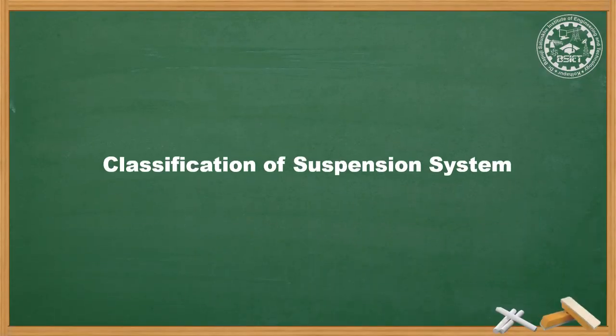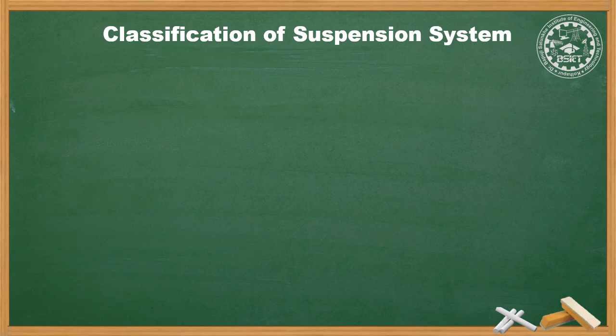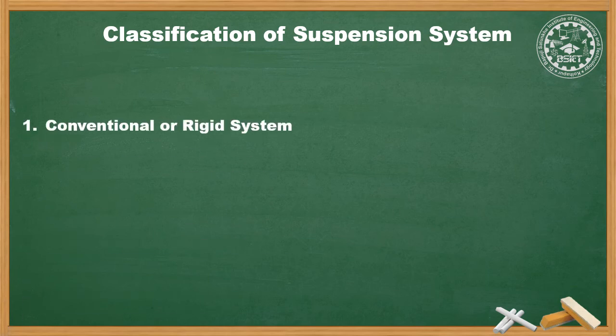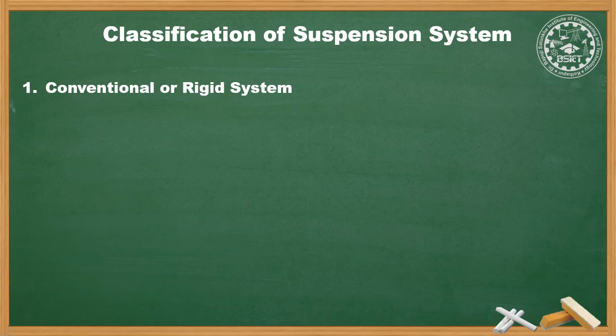Next is the classification of suspension system. How the suspension system is classified. The suspension system is basically classified as follows. The first one, the conventional or rigid system, in which the road springs are attached to rigid beam axle. That is, the example of conventional or rigid suspension system is leaf spring. Its application is trucks, buses, jeeps, etc.